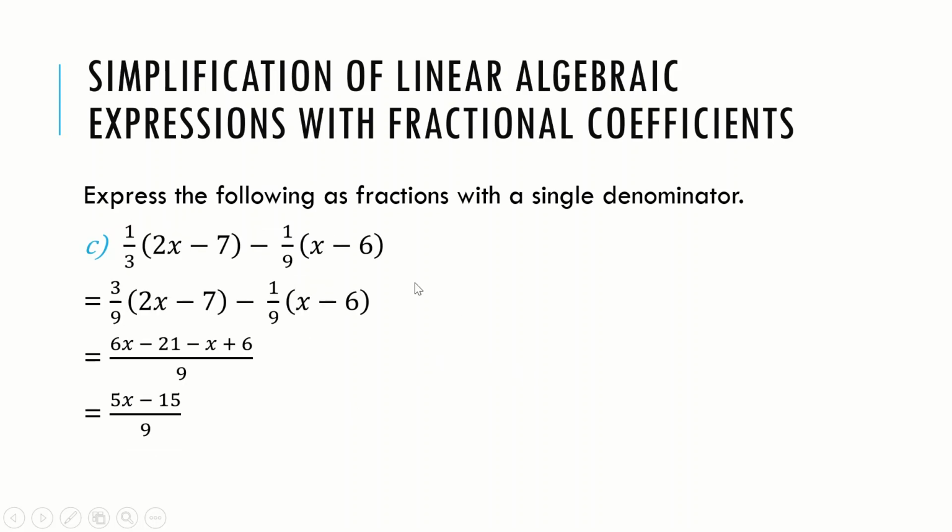Okay, part C. So same thing, make the denominator of the fraction the same by multiplying 3 to the numerator and denominator of 1/3. You get 3 out of 9. This will be the equivalent fraction. 3 out of 9 is the equivalent fraction of 1/3. So then you can combine the two expressions together. But remember, negative 1 multiplied by x will be negative x. Negative 1 multiplied by minus 6 will be plus 6. So just take note of the negative sign. Don't miss out. When you simplify it, you get 5x minus 15 out of 9. This is the simplest form. You can't simplify it anymore, so just leave it as such.